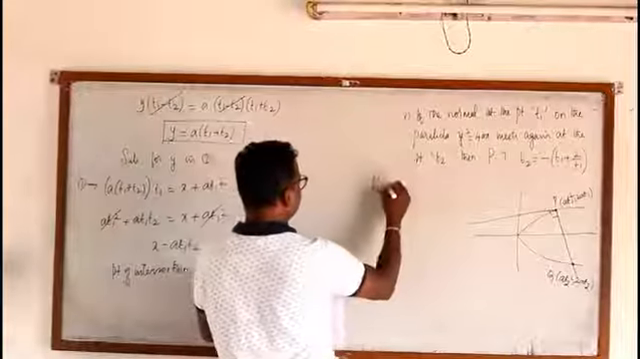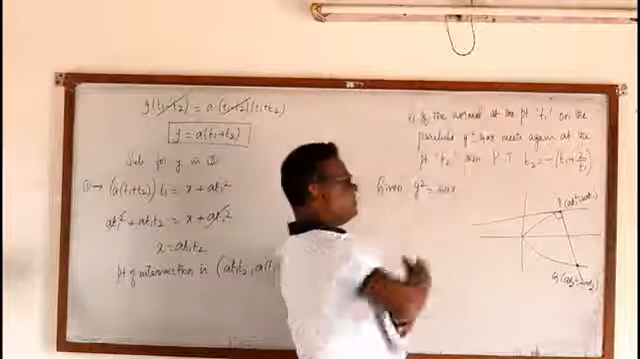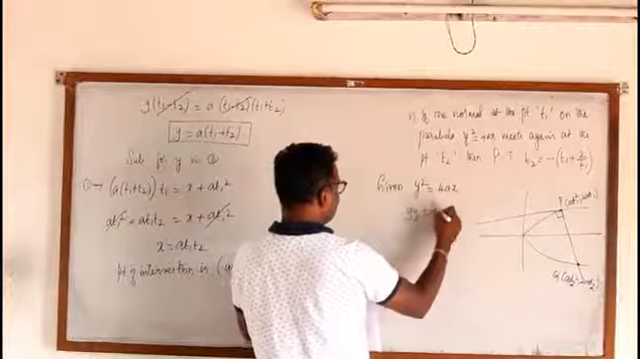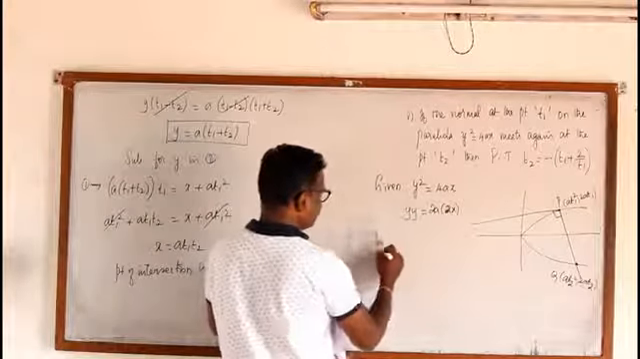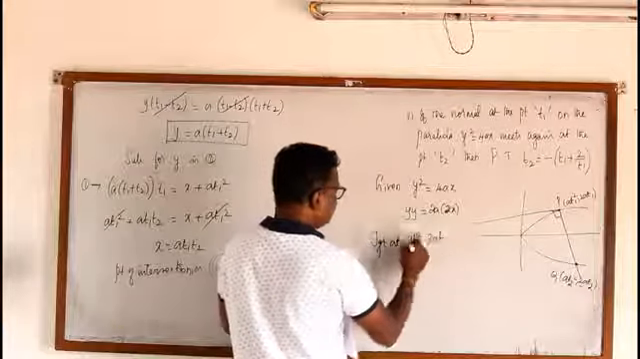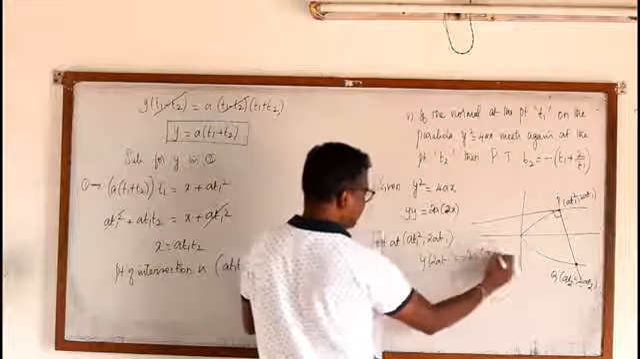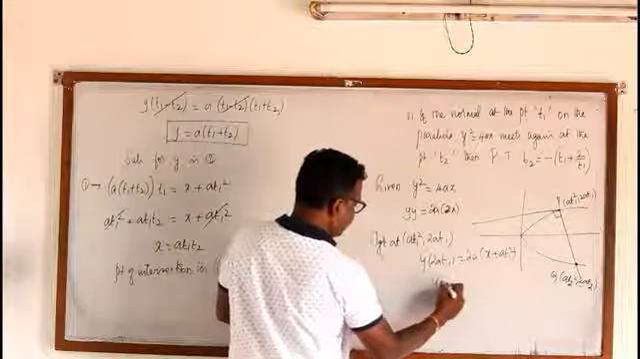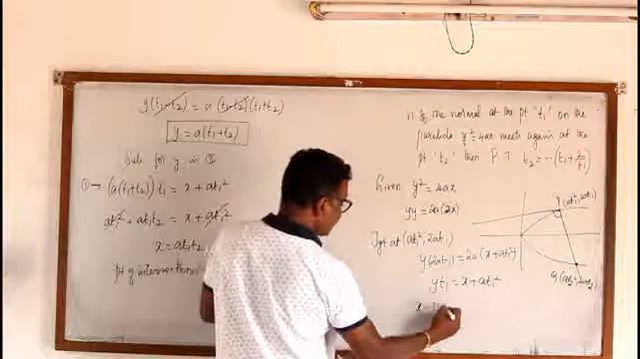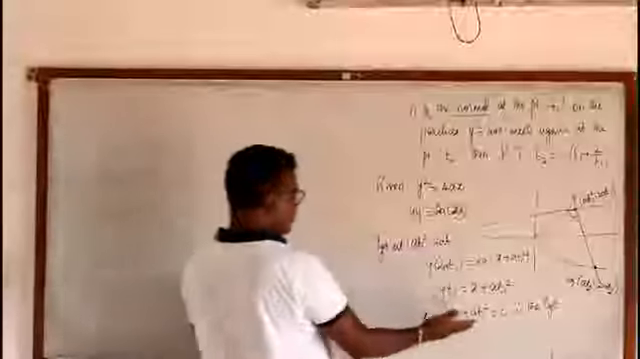Now, given y square equal to 4ax. Suppose if you do not know the equation of normal, we shall derive the equation of normal. We know how to derive the tangent, isn't it? So it is yy1 equal to 2a into x plus x1. So the tangent at at1 square comma 2at1 is y into 2at1 equal to 2a into x plus at1 square. It is yt1 equal to x plus at1 square. It is the tangent. Therefore, I can write this as x minus yt1 plus at1 square equal to 0. So this is the equation of the tangent.